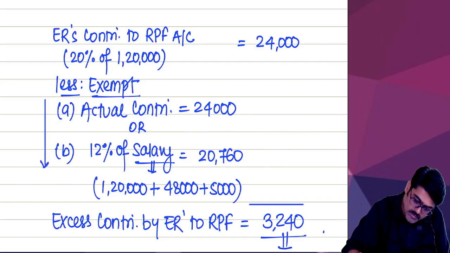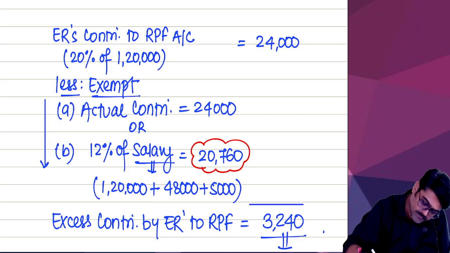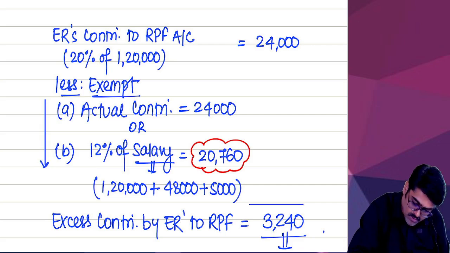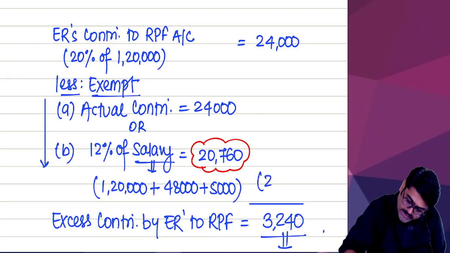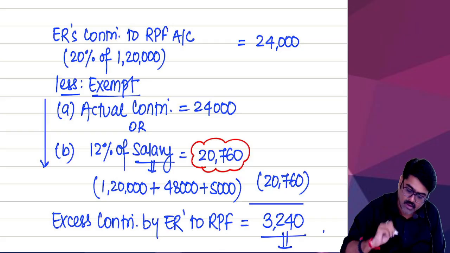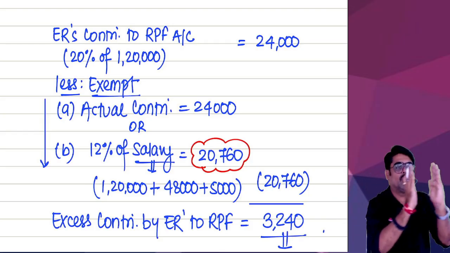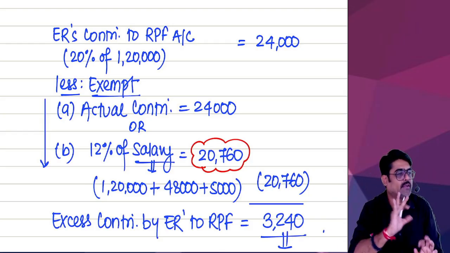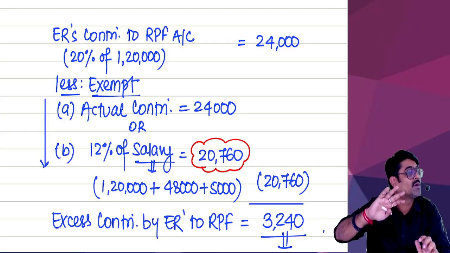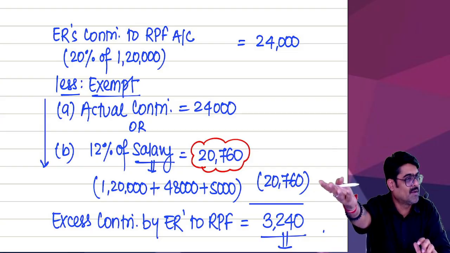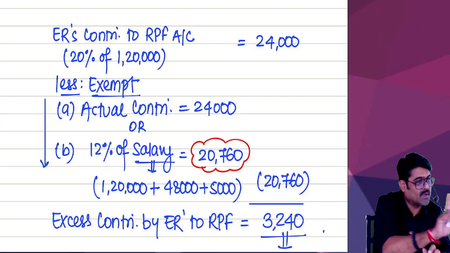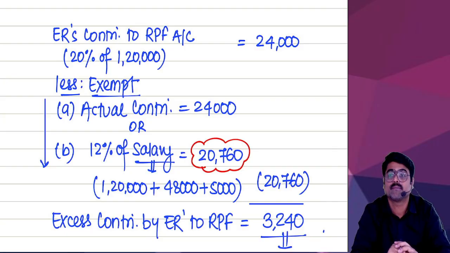So what is the lower amount? Out of 24,000, how much will be exempt? 20,760 will be exempt. And how much will be taxable? 3,240. Show this entire calculation in your salary statement as it is. No need to give a separate working note. In your salary statement only, this calculation you can show.